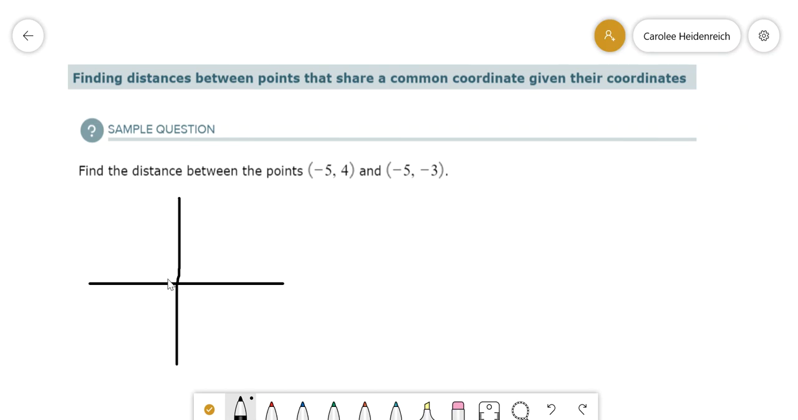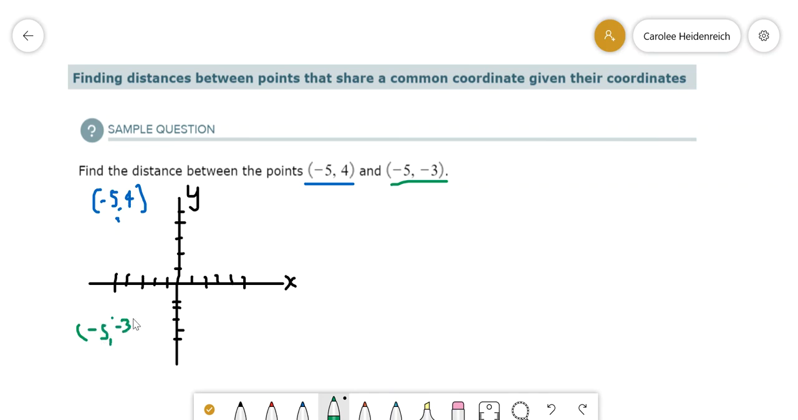So -5, 4, that looks like this. Now this is our x-axis, this is our y-axis. I guess I'll put some tick marks on here. It's not very even. That's okay. Alright, so -5, 4. So this will be our blue point. -5, here's -5, 4. So that would be like right here. I'll label it -5, 4. Okay. Now in green I'm going to do the other point, -5, -3. So that would be like here.